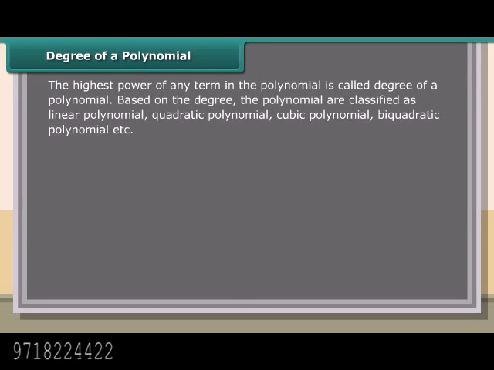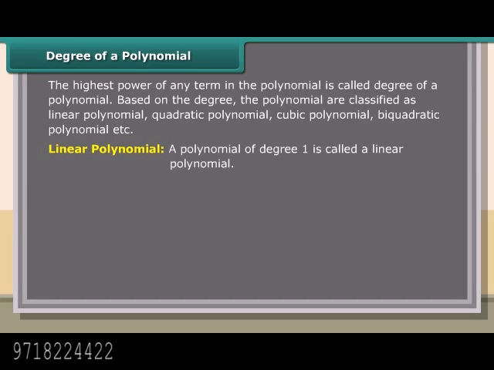Degree of a polynomial. The highest power of any term in the polynomial is called the degree of a polynomial. Based on the degree, polynomials are classified as linear polynomial, quadratic polynomial, cubic polynomial, biquadratic polynomial, etc. Linear polynomial. A polynomial of degree 1 is called a linear polynomial. Example, 3 plus 7 upon 5 x. Here x is of degree 1, therefore it is a linear polynomial.